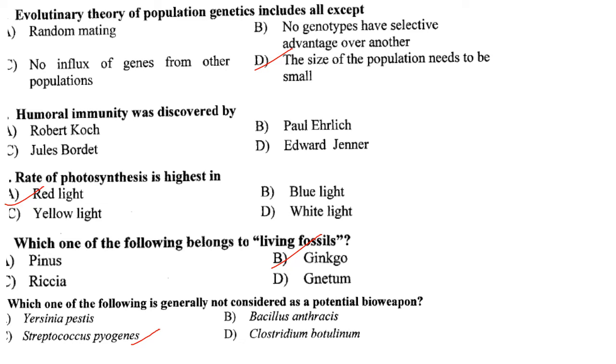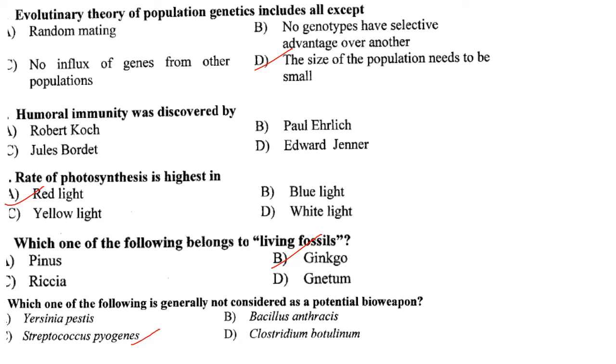So all the options are wrong because the answer is Hans Buchner, the humoral immunity discoverer. The options have not given the correct answer, and since I don't have the answer key with me, I don't know what was given in the answer key.